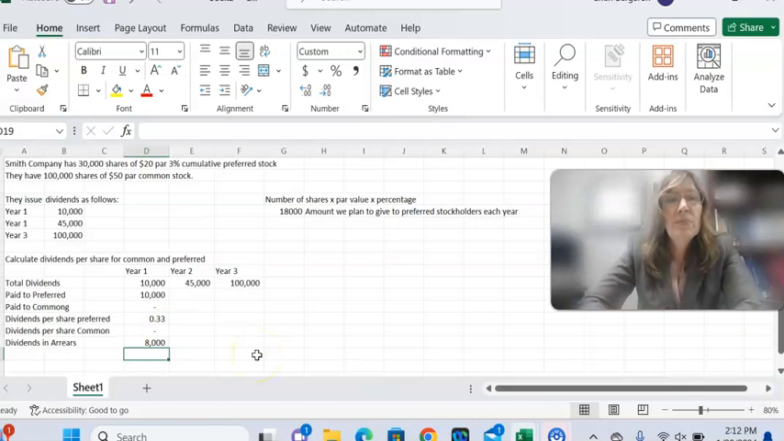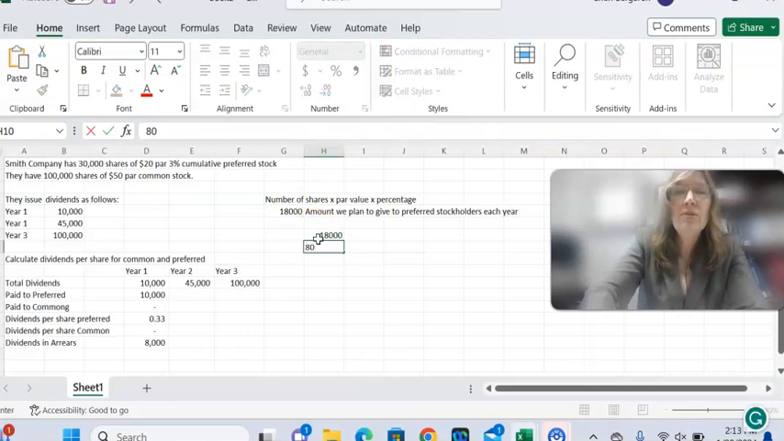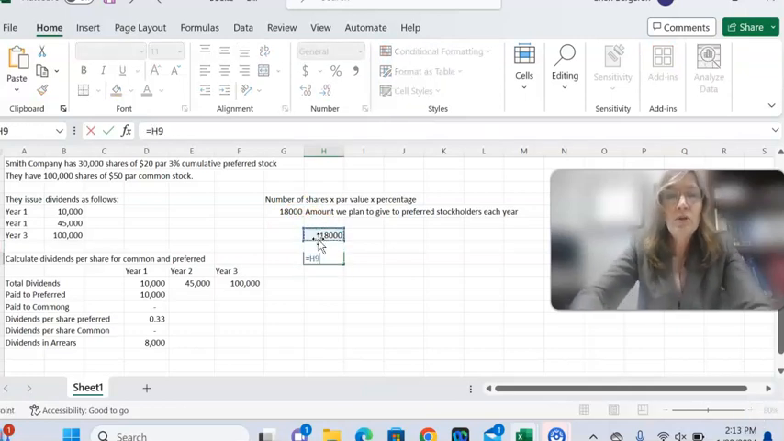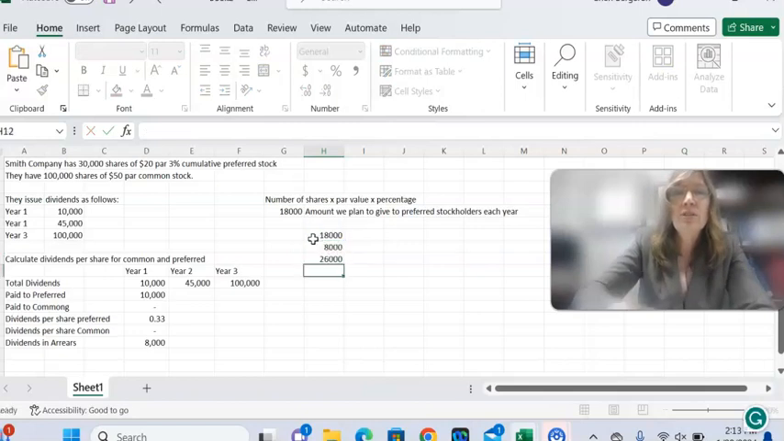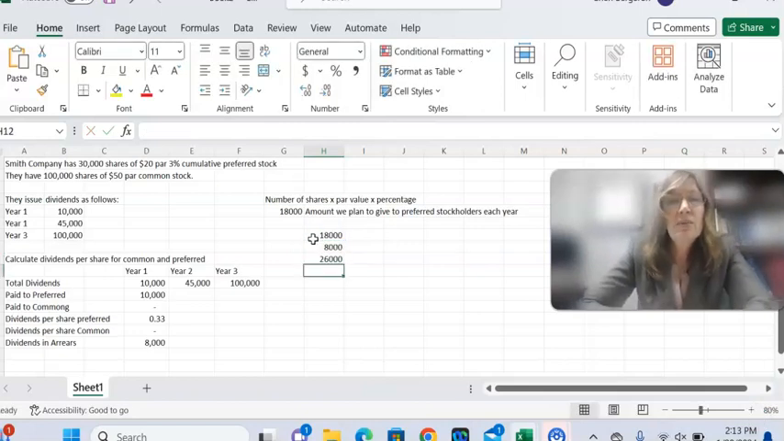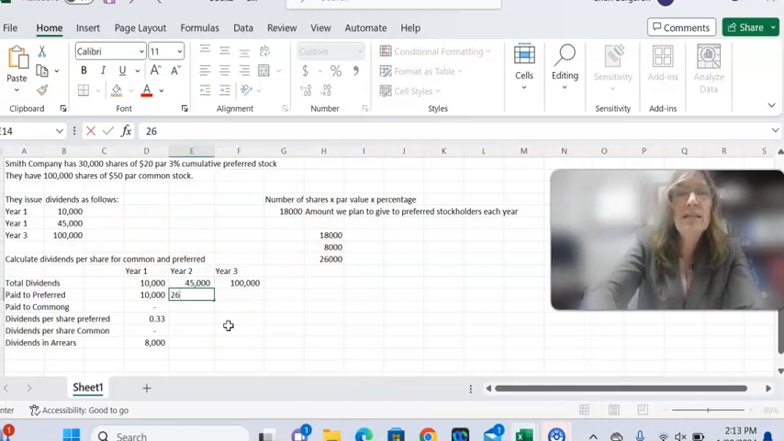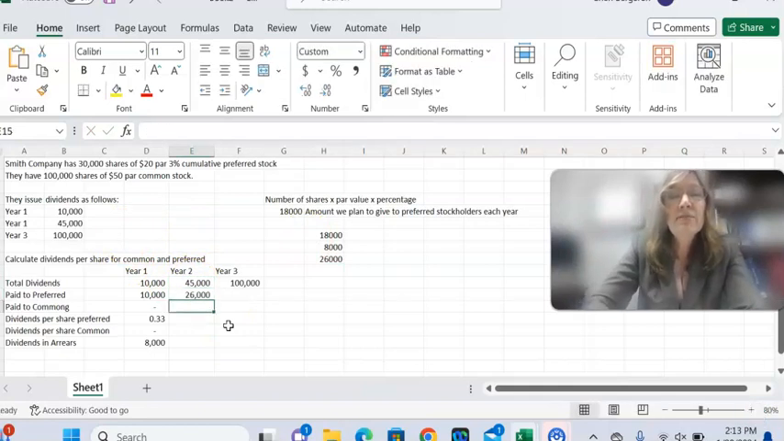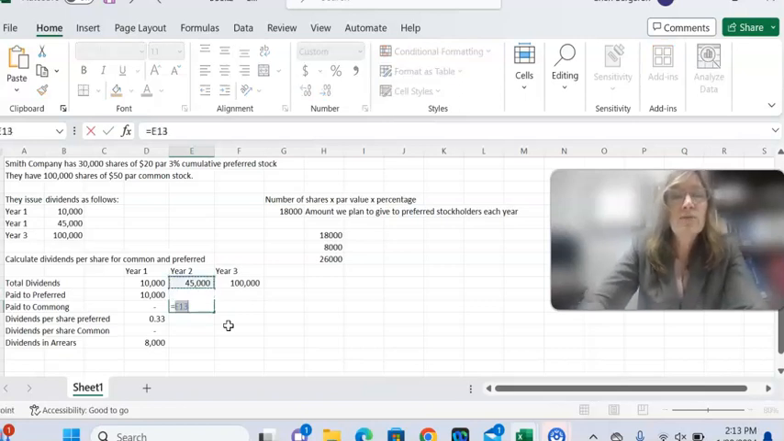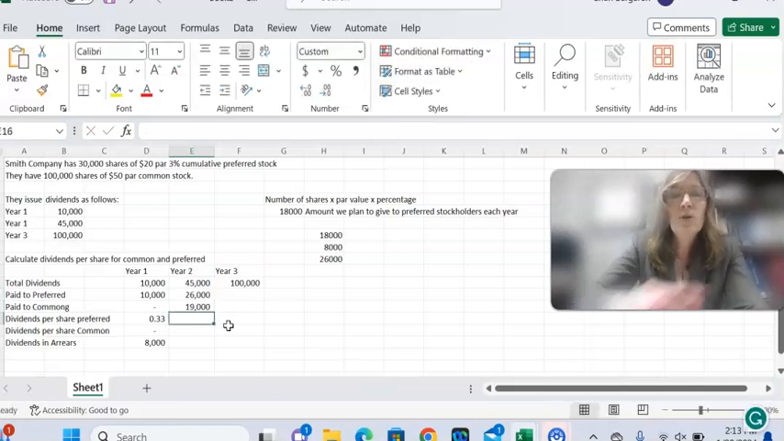Let's go to year 2. In year 2, we want to give the preferred stockholders the 18,000 that we owe them for this year, plus what we owe them from dividends in arrears. So in total, what we would like to give to the preferred stockholders is $26,000. So we look at year 2 and we see, do we have enough? Yeah, we gave out $45,000. So we can definitely give preferred everything we owe them, which is $26,000. That does leave some left over for common. So you're going to say 45 minus what went to preferred. 19,000 can go to common stockholders.